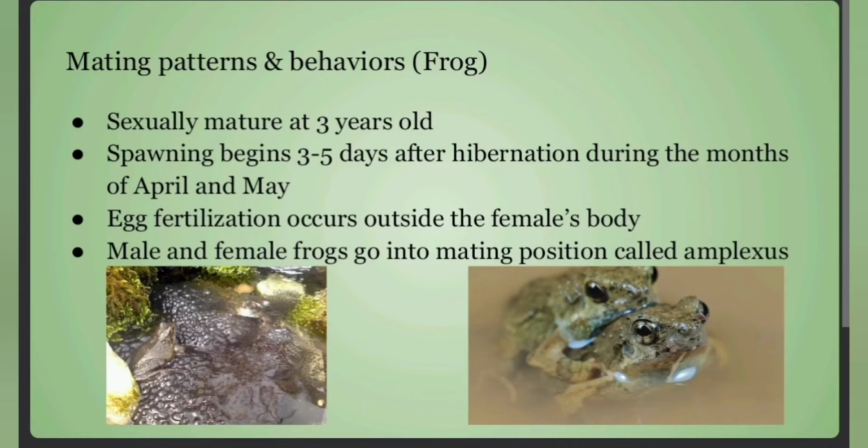Frogs usually become sexually mature at 3 years old. Spawning begins 3 to 5 days after hibernation during the months of April and May. Egg fertilization occurs outside the female's body. The male climbs on the back of the female, which is a mating position called the amplexus. That allows for the female to release eggs while the male releases sperm at the same time, and they can remain in this position for hours and even days.